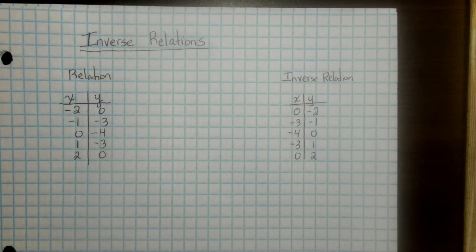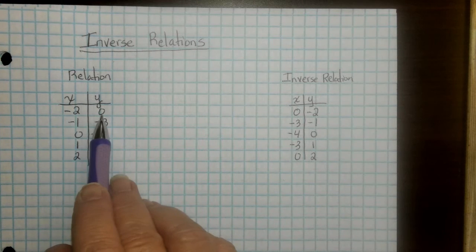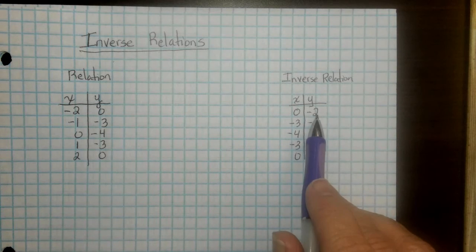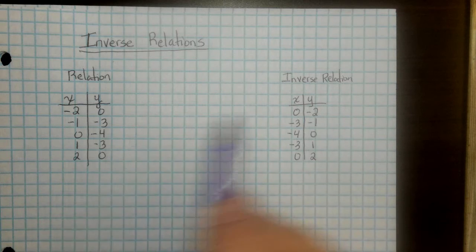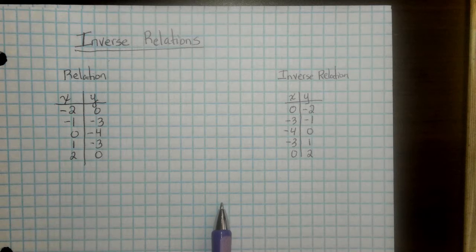So watch what happens if I compose two inverse relations. I put in a -2, get out a 0. Take this 0 and put it as the input here, and I get out a -2, back to where I started. Can do that with each pair, right?